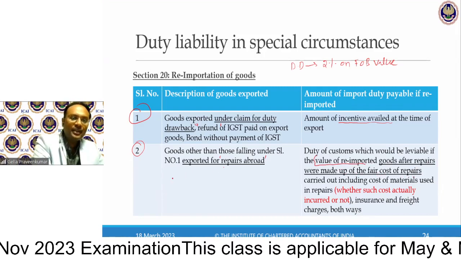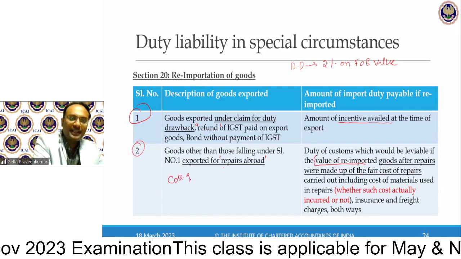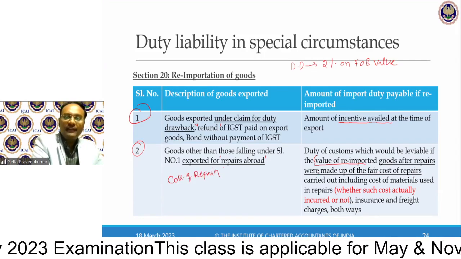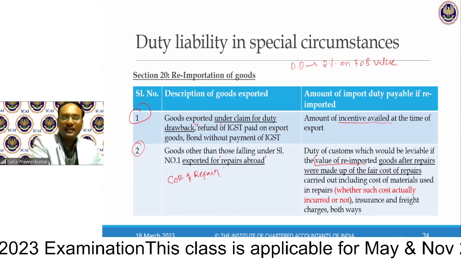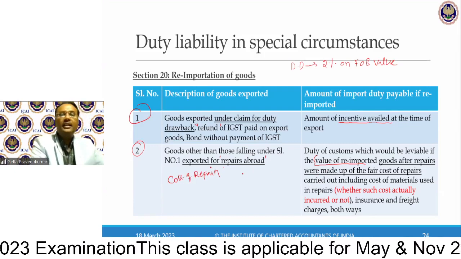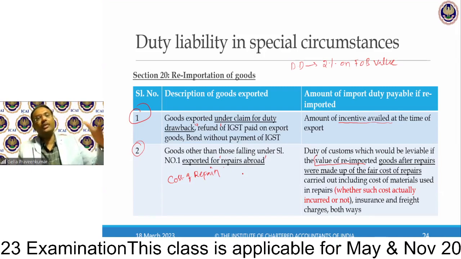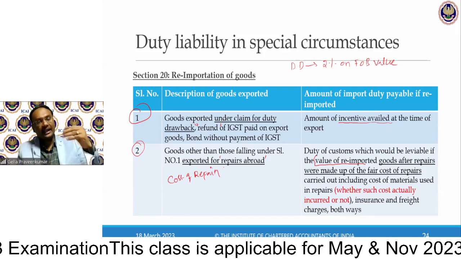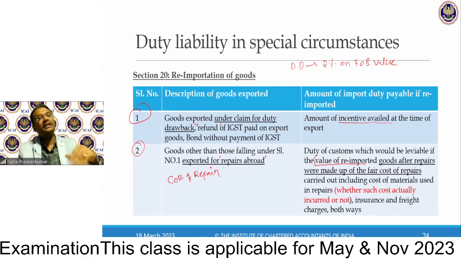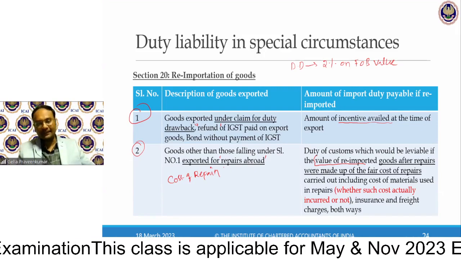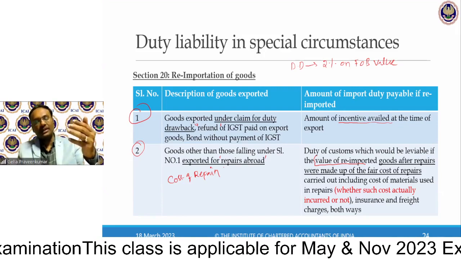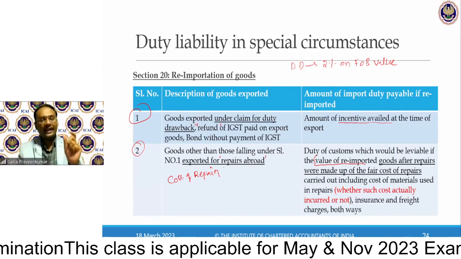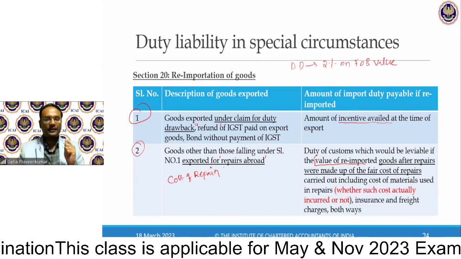So they're saying, what is your cost of repair? Please pay the duty on this cost of repair, whether such cost actually incurred or not. So what if I have incurred 1 lakh as a cost of repair? It is under warranty. I never paid that 1 lakh. This provision says, I don't see whether you paid 1 lakh or you didn't. Because it has been sent out, there was a value addition. It is coming back after value addition. What is the value of value addition? That is cost of repair.